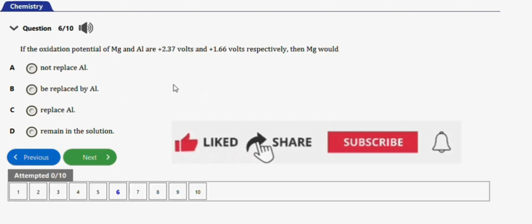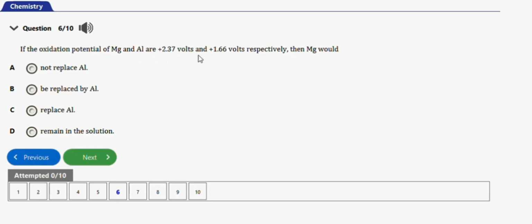We really appreciate this. This question says, if the oxidation potential of magnesium and aluminium are these volts and these volts respectively, then magnesium would be. So to do this, guys, the answer will be, let's say option A, not replace aluminium, no. Be replaced by aluminium, no. Replace aluminium, yes, this will be the right answer.